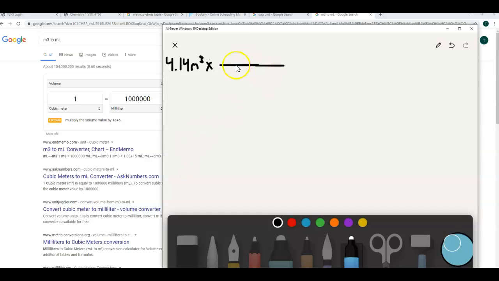So meters cubed, I want to get rid of it, so it's going to go on the bottom, right? And I'm trying to convert this all into milliliters, so that's what's going to go on the top. And again, we got our conversion factor right here: 1 cubic meter equals 1 million milliliters. You could also express this as 10 to the 6th power if you wanted to, but let's just express it as a million. So a lot of zeros there.